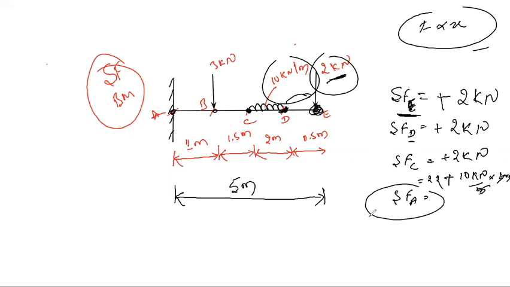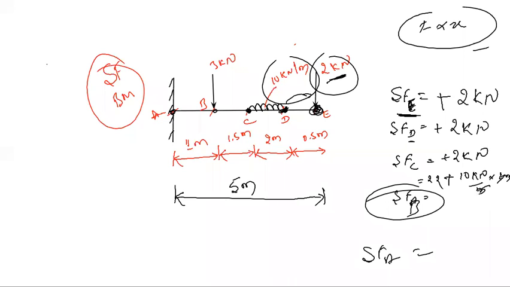And at A, you tell me the answer. Sorry, at B. Shear force at B and shear force at A. If you are not understanding, let me know, I will explain. Don't hesitate to ask questions. 25. Shear force at C is 22. Shear force at point B, 25, sir. Shear force at point A, 25, sir. Okay, fine. Now I'll tell you.